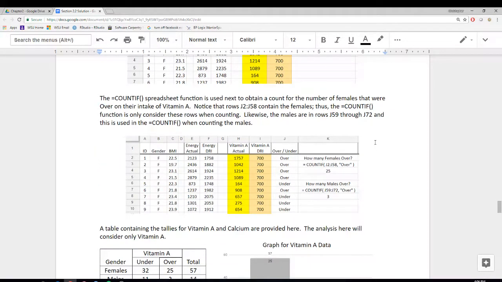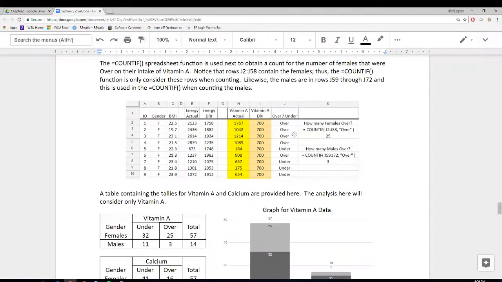Next, we need to tally up or count how many unders and overs we had. Here I'm going to use the COUNTIF statement to accomplish this. A COUNTIF statement will look over a set of cells and will create a tally for cells that match a certain condition. Now I ended up providing these counts for males and females separately. And this is what we did in the study as well. In the analysis for the study, we considered females and males separately.